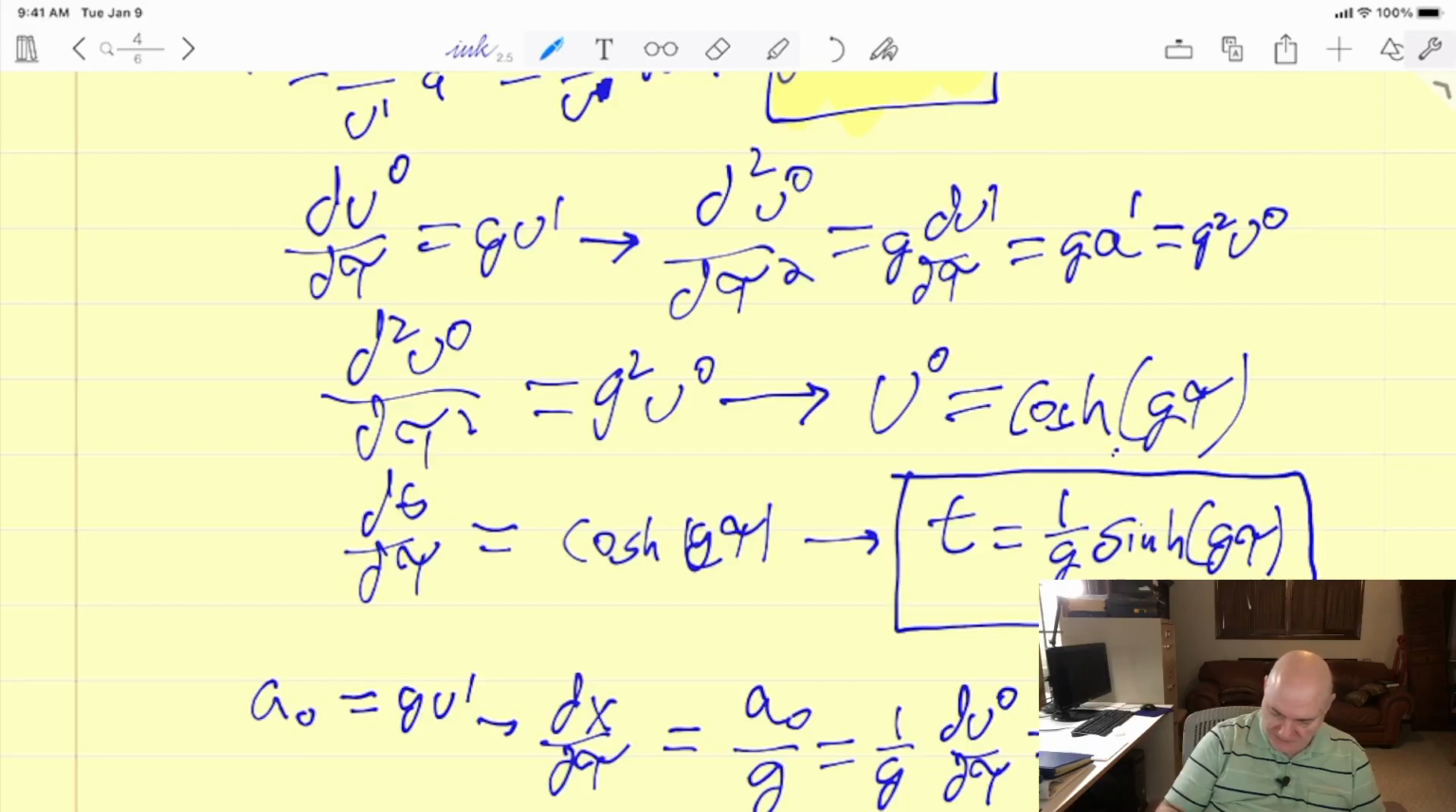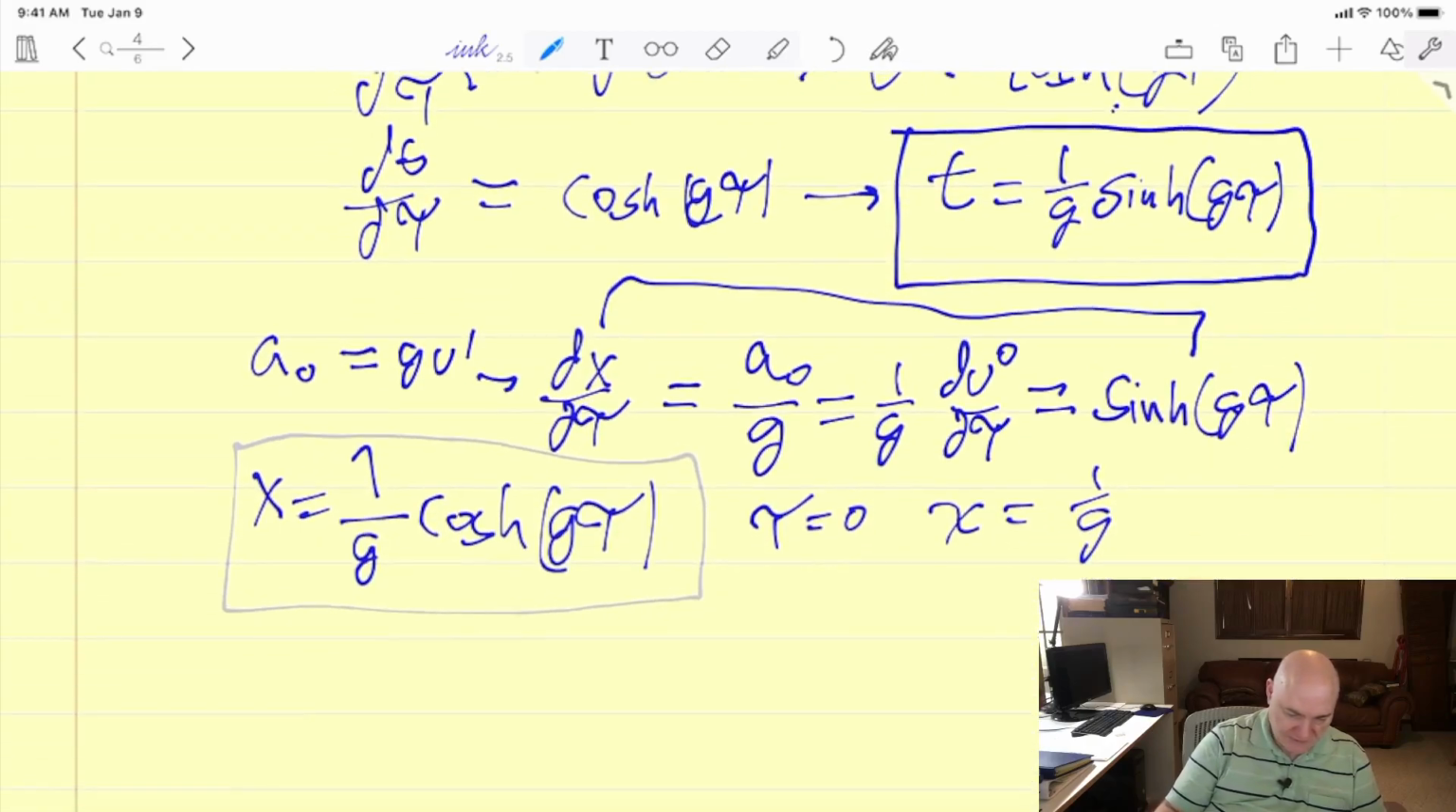So now we'll integrate this. That tells me that x is equal to 1 over g hyperbolic cosine g tau. And let's check again the constants. At tau equals 0, hyperbolic cosine is 1, and it's 1 over g. That's why it shows x equal 1 over g. Otherwise, I'd have to put a constant in here. So this is our solution, basically, x and t.